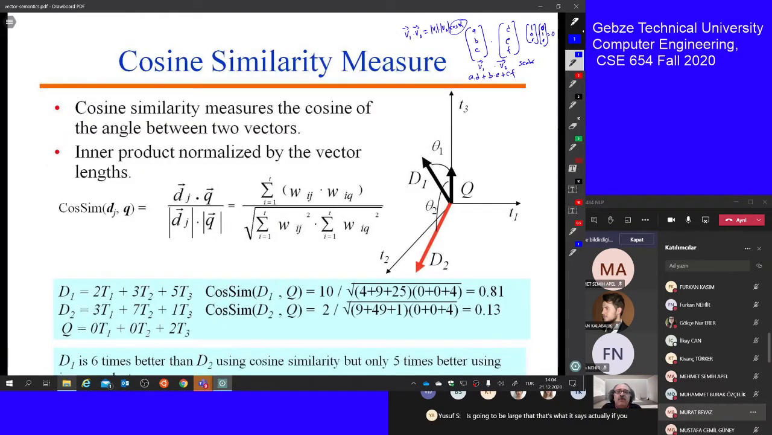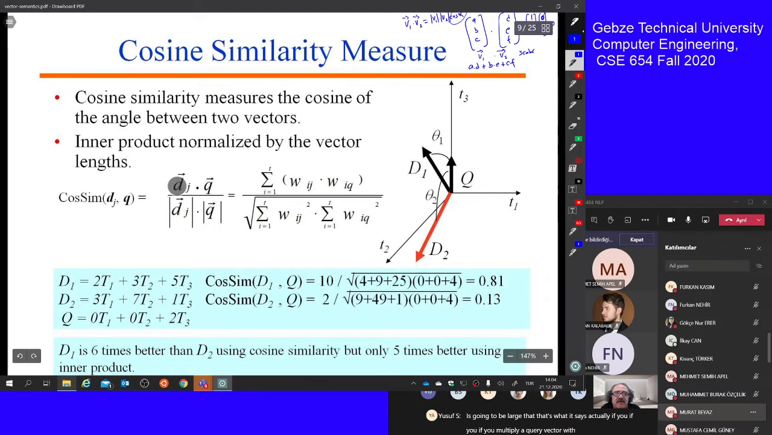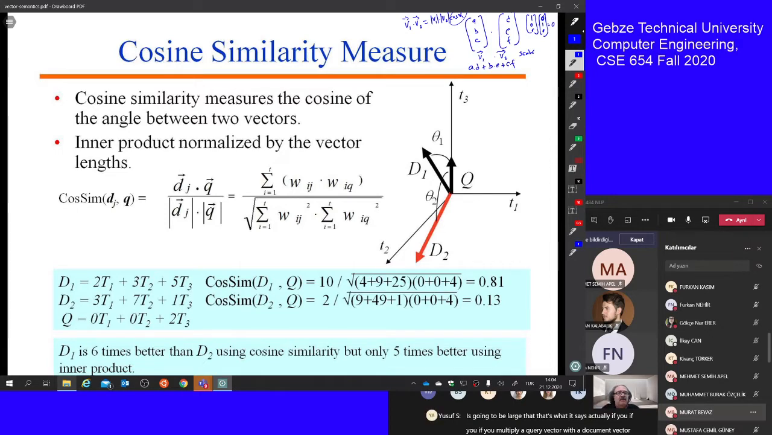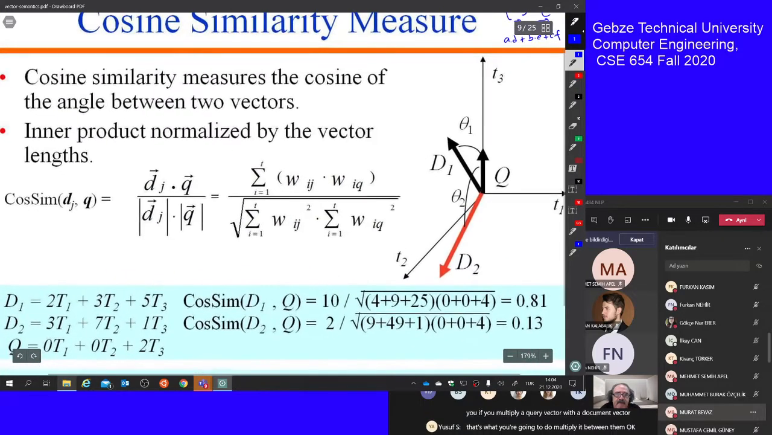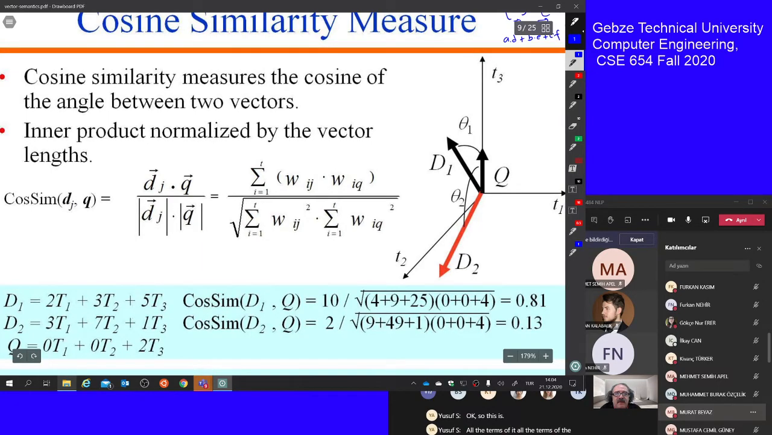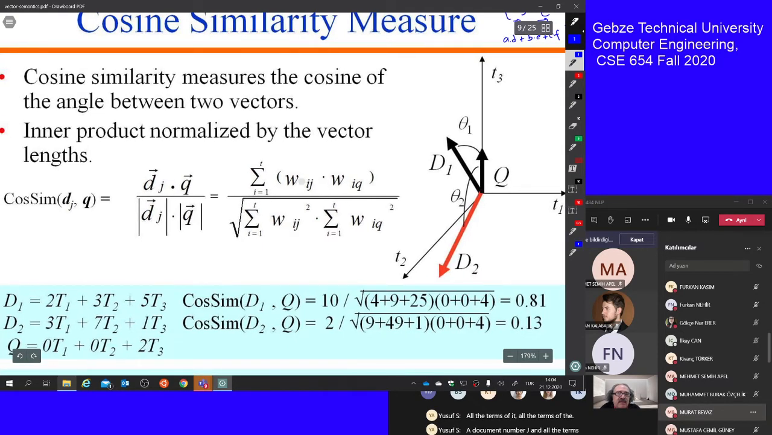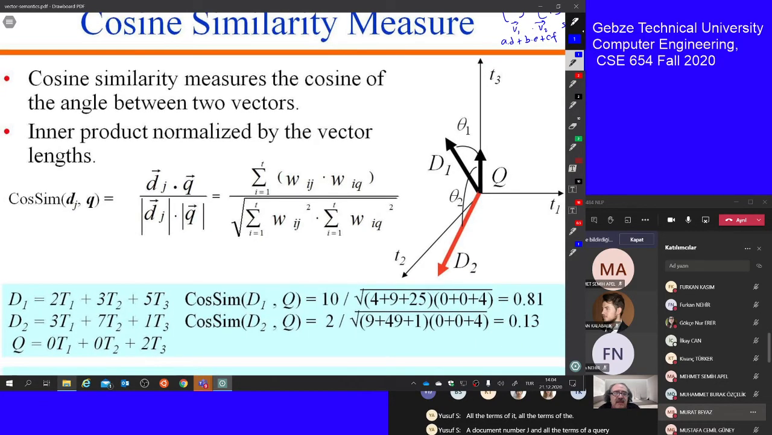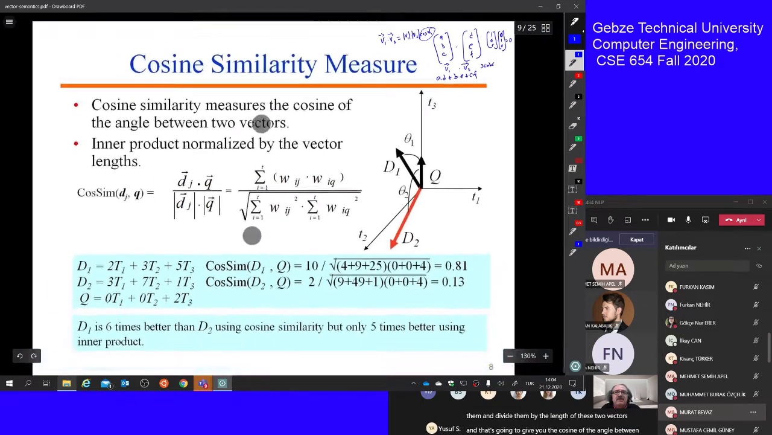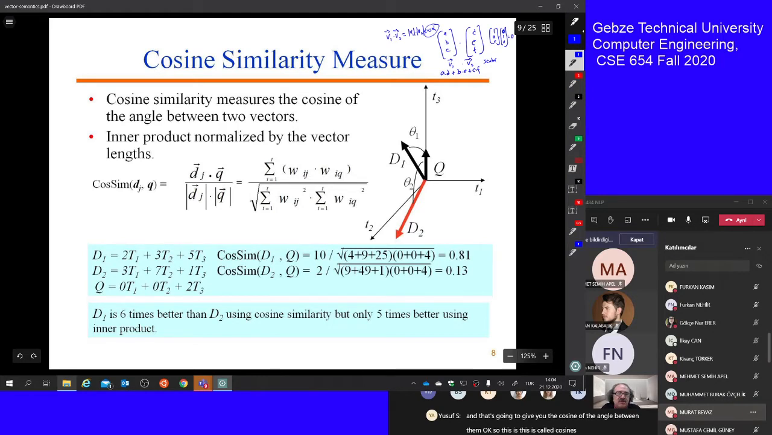If you multiply a query vector with a document vector, that's what you're gonna do. Multiply it between them. Okay. So this is all the terms of the document number J and all the terms of the query, multiply them and divide them by the length of these two vectors, and that's going to give you the cosine of the angle between them. Okay, so this is called cosine similarity measure.